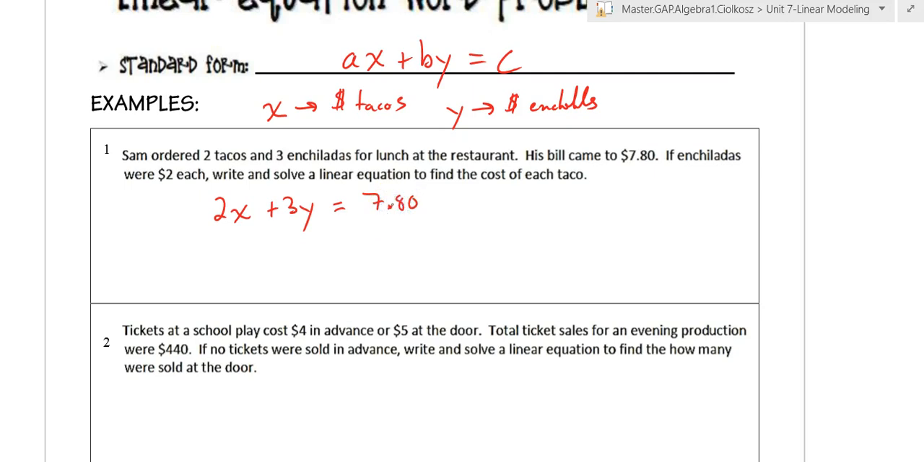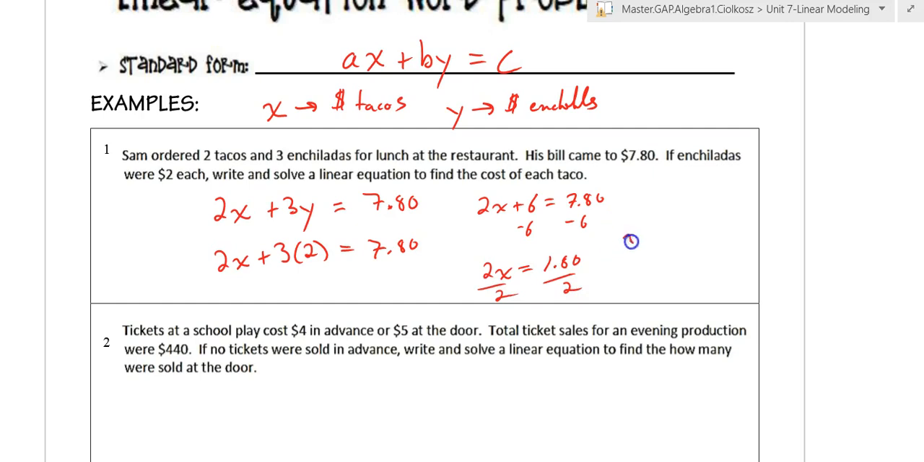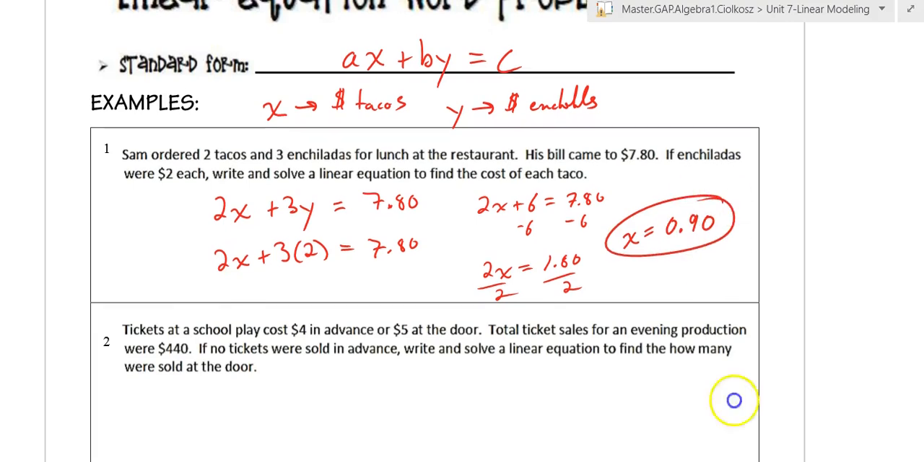Now, they're giving us another piece of information. Enchiladas were $2 each. We said y was the cost of my enchiladas. So now I can plug in. And at this point, we're down to 1 variable, so we can solve. So, it looks like tacos were about 90 cents each.